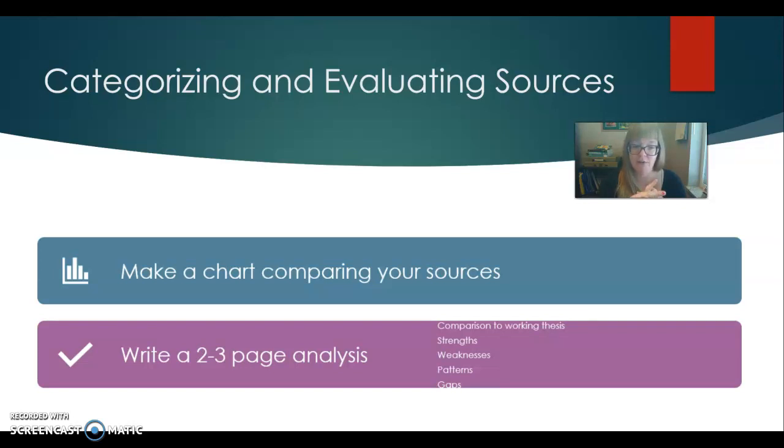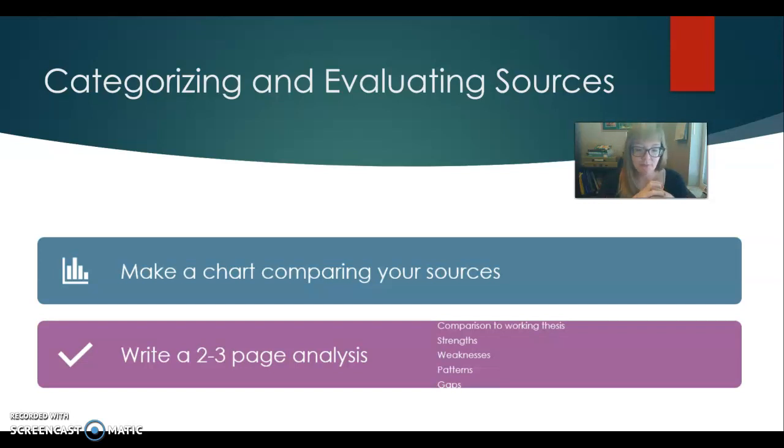Then you're going to write a 2 to 3 page analysis of that chart. Essentially, what is that chart showing you? You want to use your working thesis and say, all right, these sources are really helping me answer this, or maybe I have some gaps in knowledge here. I'm noticing these weaknesses among my sources, or I'm noticing these strengths. I have seen this patterning with the sources that I'm finding.